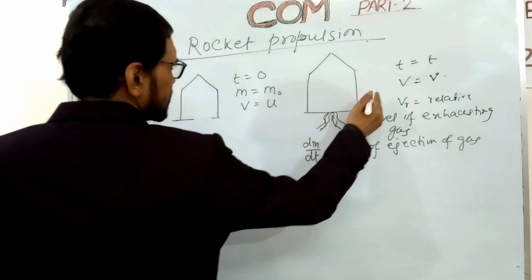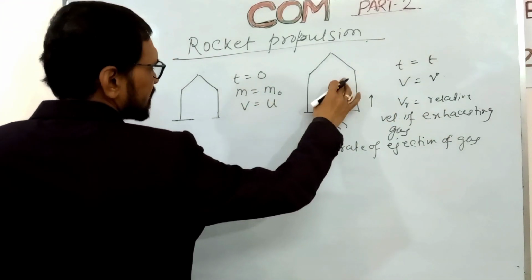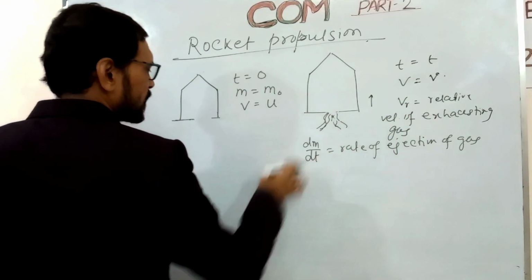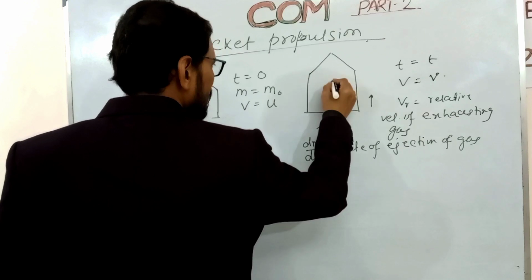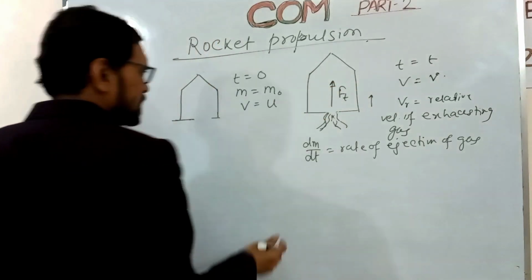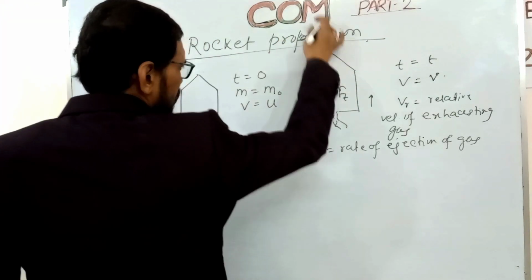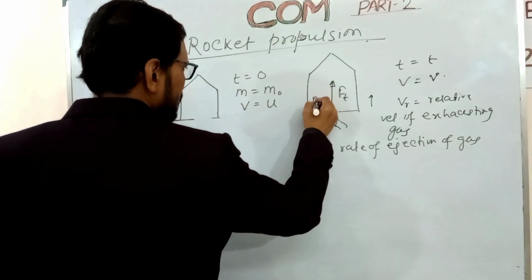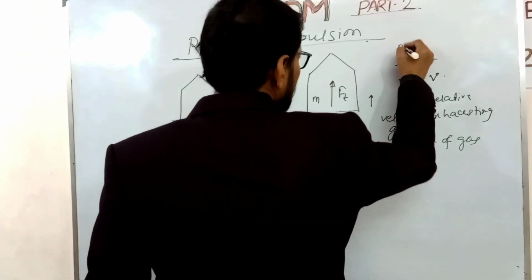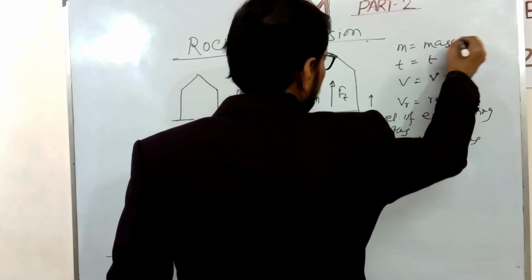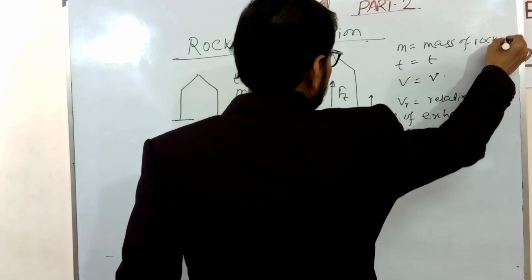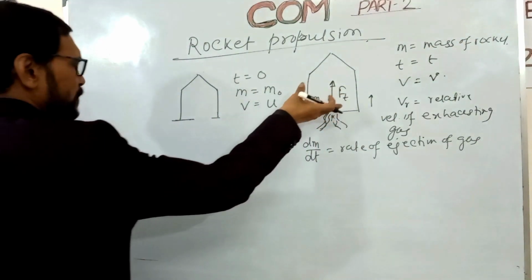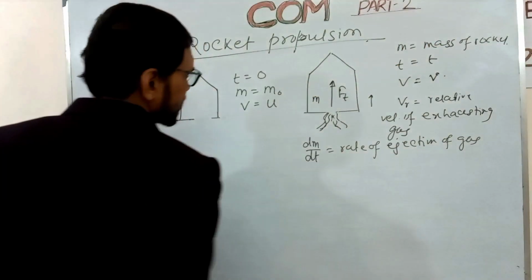Now the rocket starts. So after t seconds, what is the velocity of the rocket? We have to find this. When the fuel ejects from the rocket, it exerts a thrust Ft on the rocket, which can lift the rocket. Now the weight of the rocket is mg, where m is the total mass of the rocket including parts and fuel at t seconds.